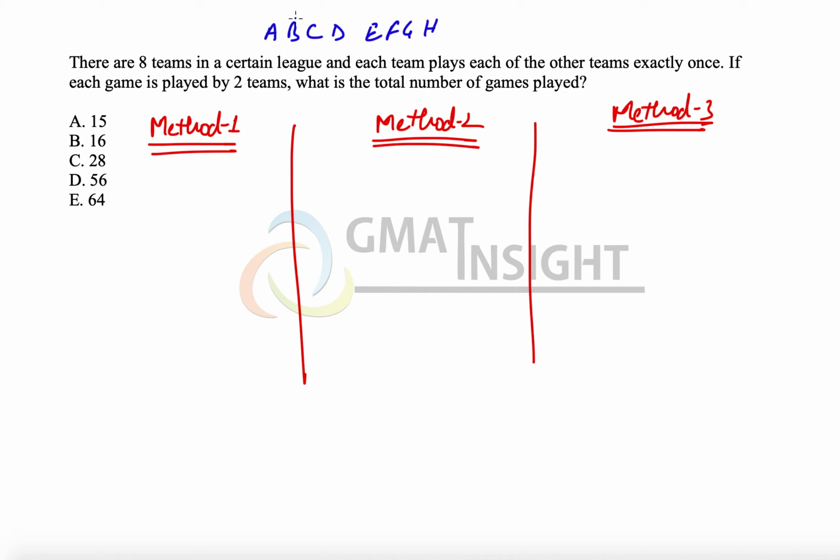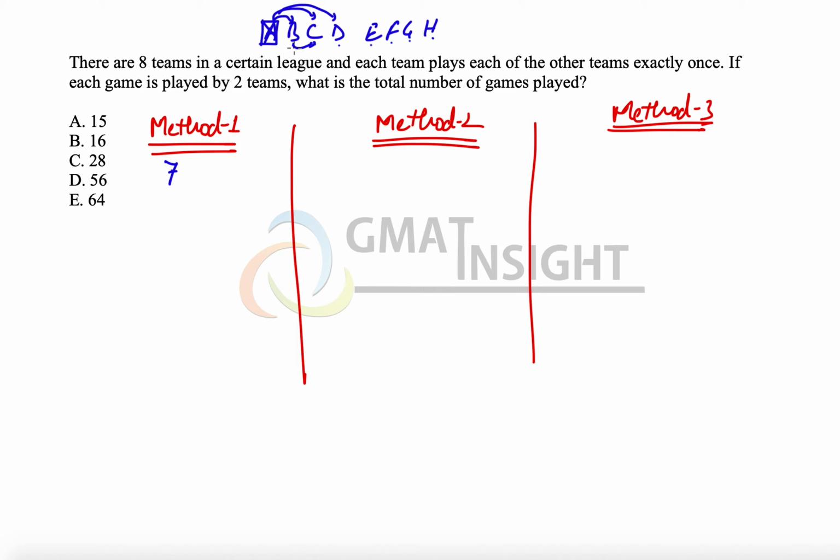If A goes to play a match with every other team, the total number of matches that A can play will be 7. One match with B, then C, D, E, F, G, H. So 7 matches at first. Now all the matches of A have been counted, so we can just remove A from our calculation. Now B goes and plays a match with every other team, but since B has already played a match with A, B will not play with A again.